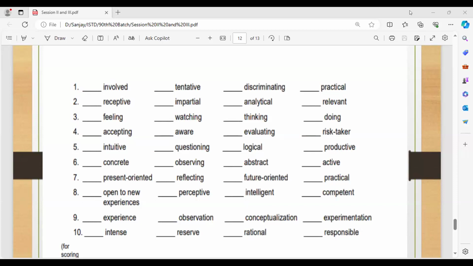Please. So we have 10 rows over here. In every row, 4 words are given, and we have to rate these words like 1, 2, 3, or 4 based on our personality. For example, in second row, 4 words are there: receptive, impartial, analytical, and relevant. And as per your personality, you have to give the rating. If you're most receptive, then you will rate that. So is it 1 or 4? Here I'm confused.